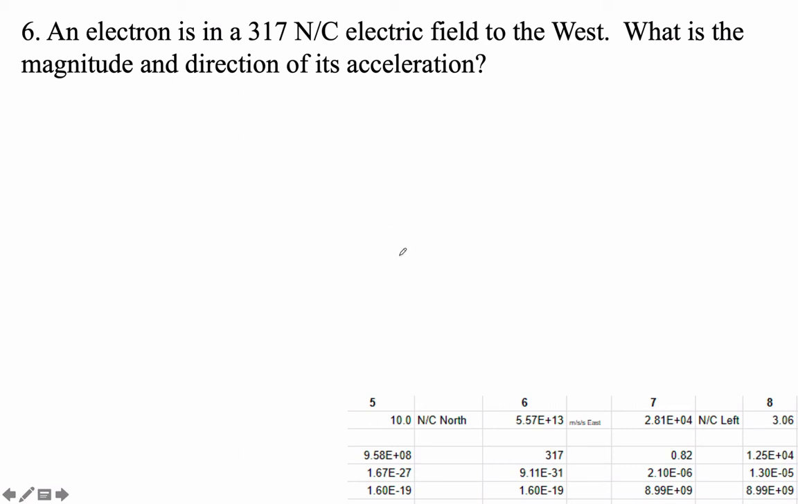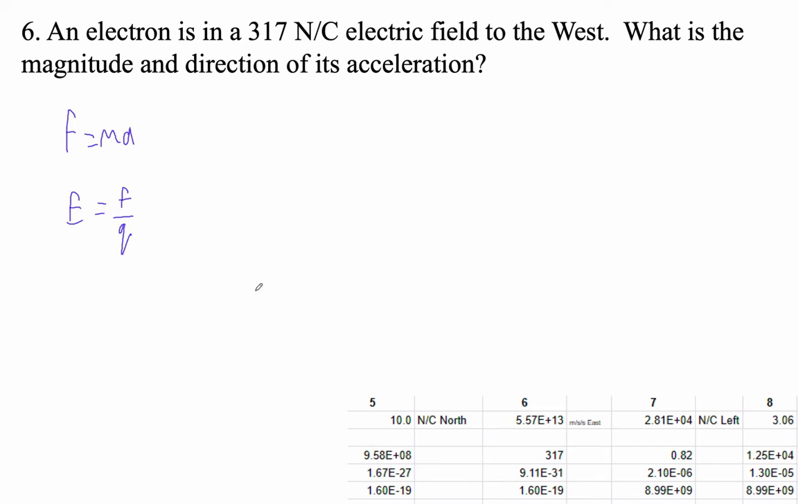Okay, the electron is accelerating to the left. To the west. The electric field is to the west, but the acceleration will be the other way. We're going to use two formulas here: F equals ma, and E equals F over Q.